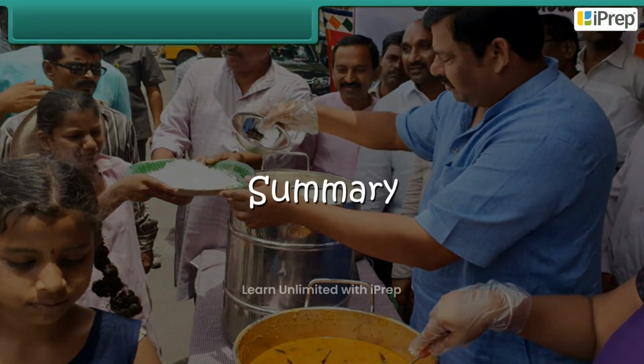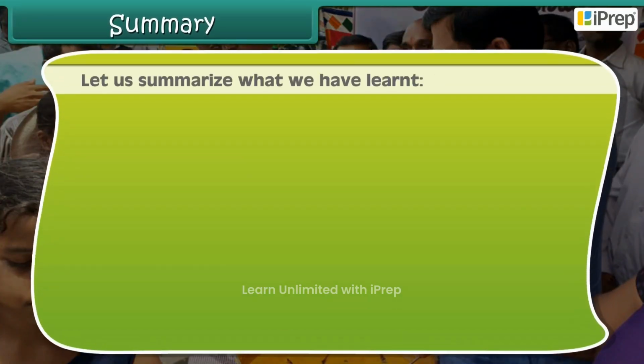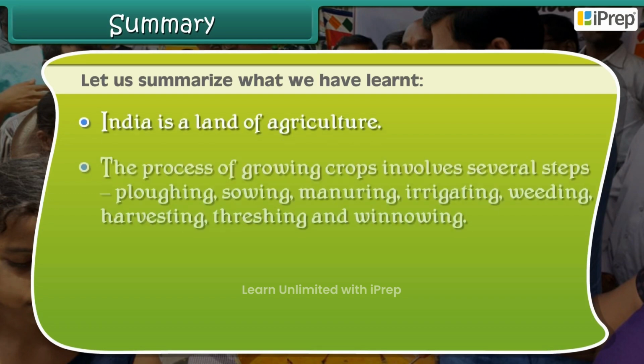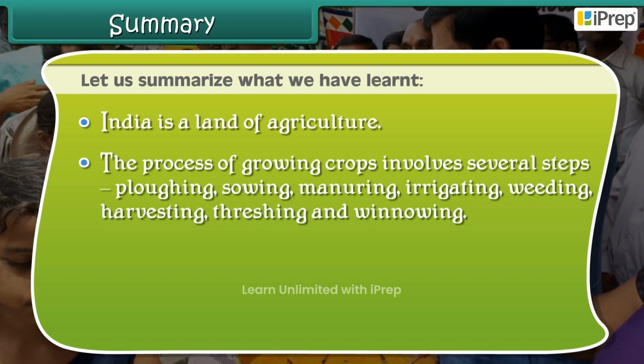Summary. Let us summarize what we have learned. India is a land of agriculture. The process of growing crops involves several steps: plowing, sowing, manuring, irrigating, weeding, harvesting, threshing, and winnowing.